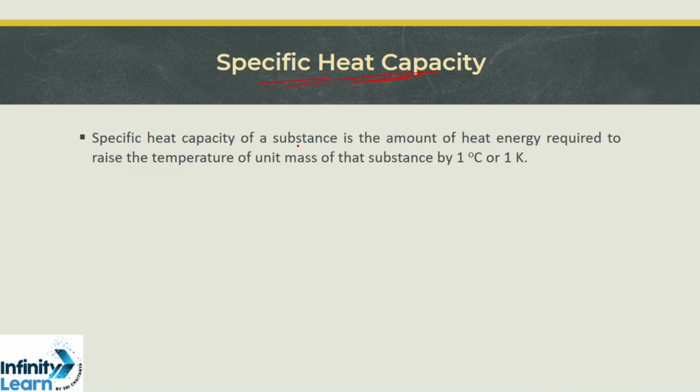Specific heat capacity of a substance is nothing but the amount of heat energy required to raise the temperature, and the additional thing over here is, of unit mass of that substance by 1 degree Celsius or 1 Kelvin. Now this is denoted by small c, and small c over here is nothing but the amount of heat required per unit mass per unit change in temperature. That change in temperature can be denoted by delta T. So this is nothing but specific heat capacity.